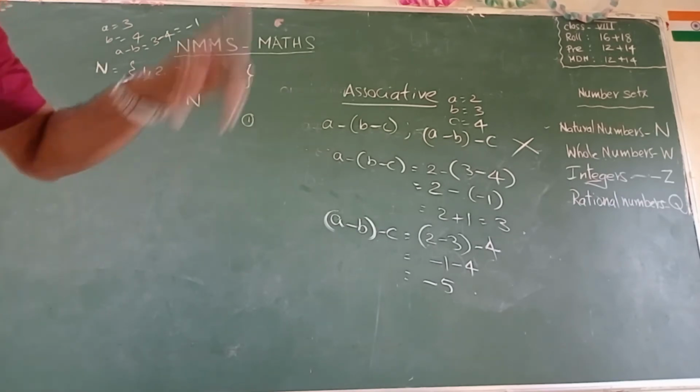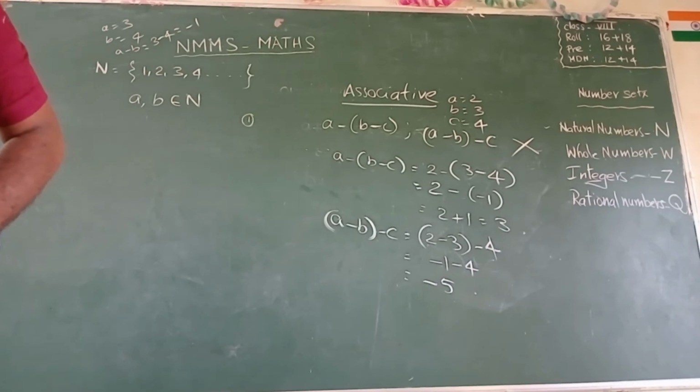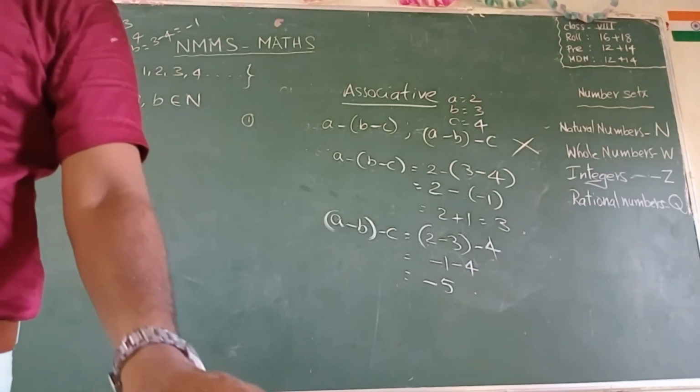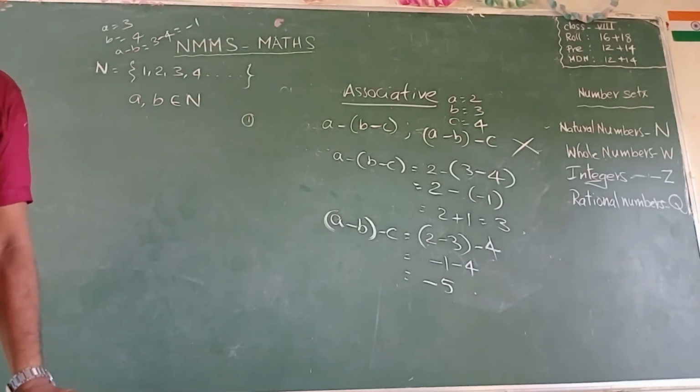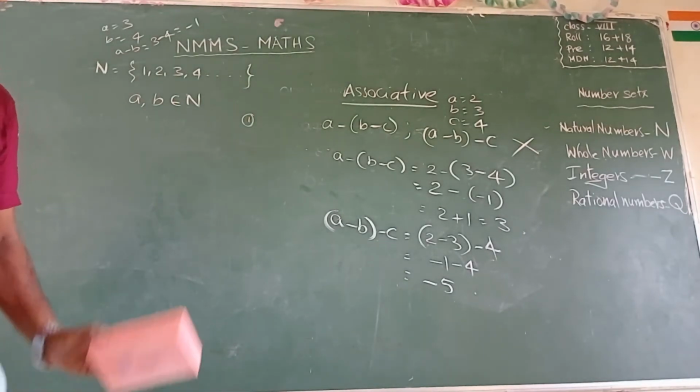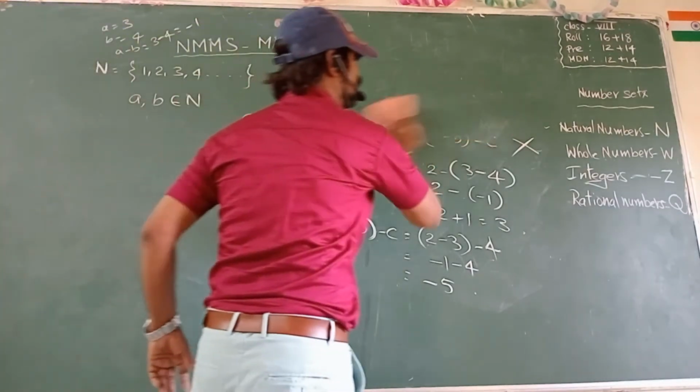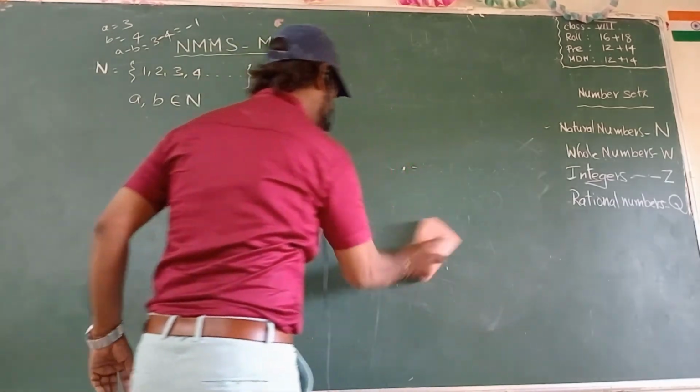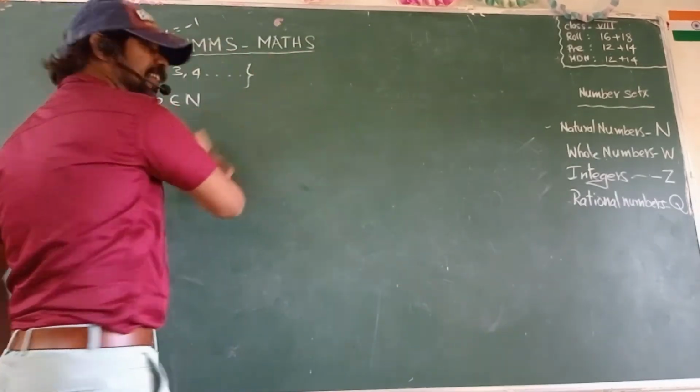Understand? Associative, we have to check that. This is the associative property. Next you go for multiplication. Operation number 3.